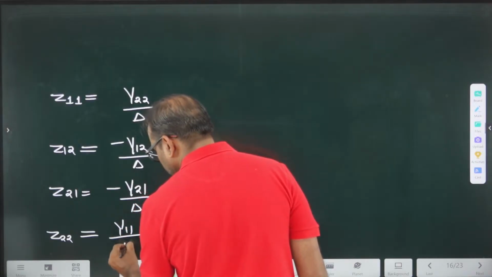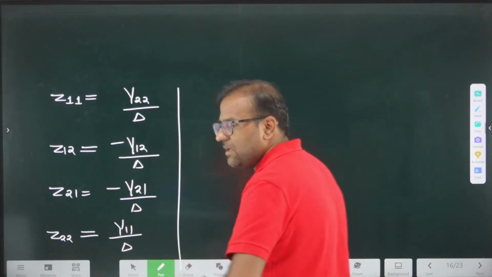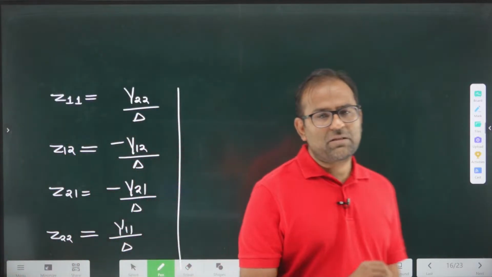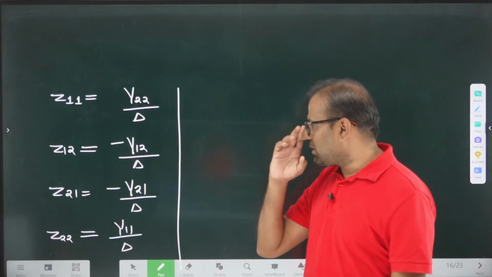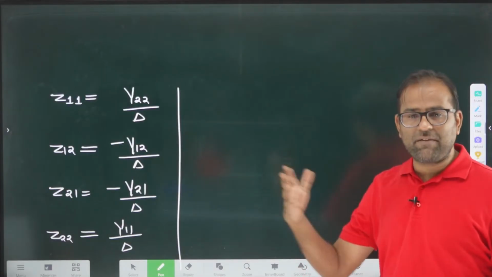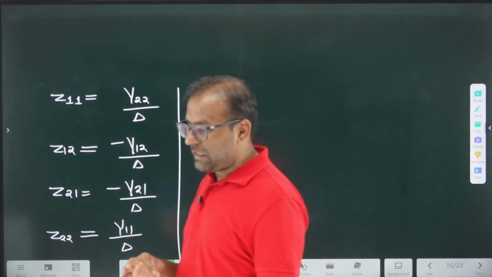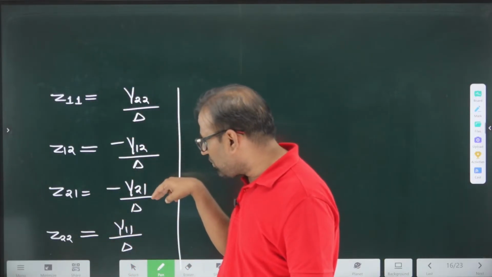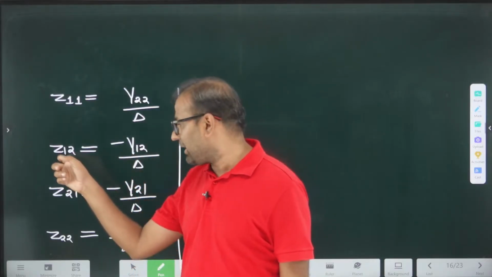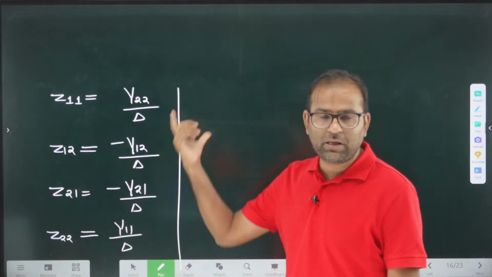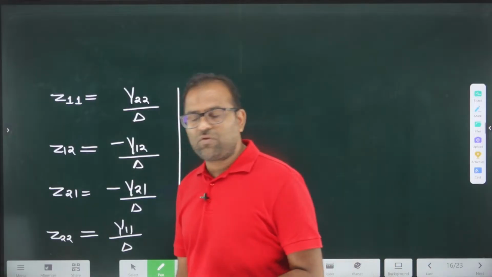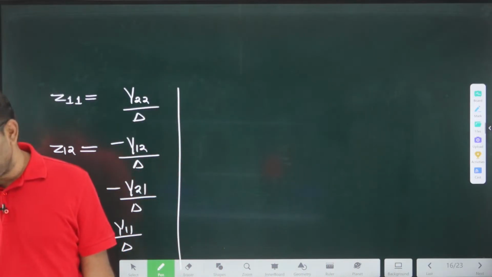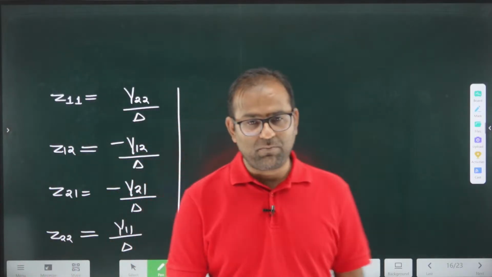Always remember, whenever I am talking about the driving point impedance, both cannot be negative. What can be negative? The transfer characteristics can be negative. Y12, Y21 can be negative. Z12, Z21 can be negative. But what cannot be negative? For a linear network, Z11 and Z22 cannot be negative numbers.